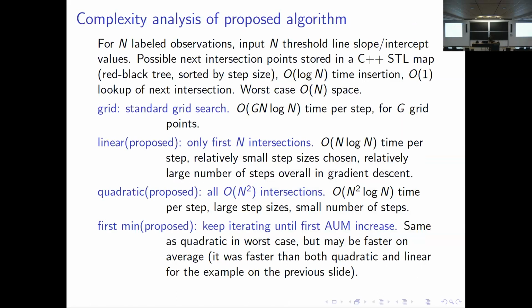So talk a little bit about the complexity analysis of the proposed algorithm. So for n labeled observations, we input n threshold line slope and intercept values. So those are the slopes and intercepts of the red lines on the previous figure. Then we compute all the possible next intersection points by storing them in a C++ STL map.